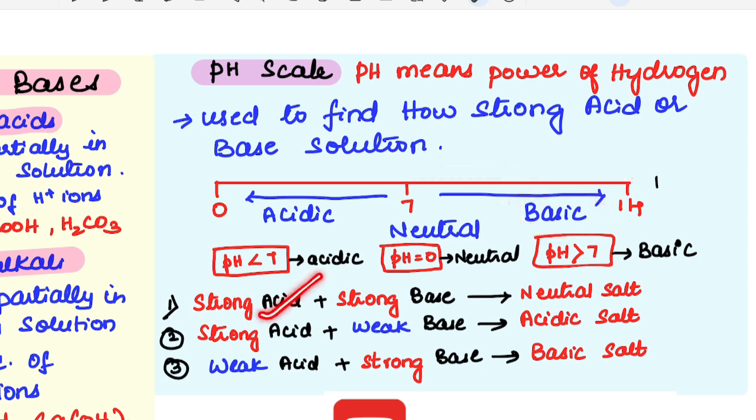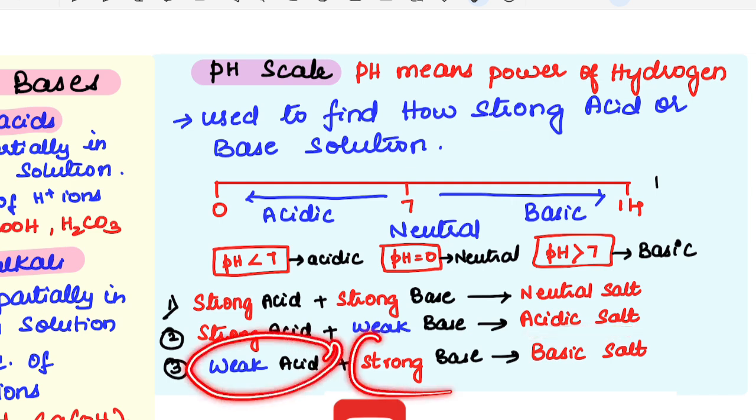Whenever you mix a strong acid with a strong base, what kind of salt will you get? You will get a neutral salt. Strong and strong, if you mix, it will be neutral. Whereas if you mix a strong acid with a weak base, what will happen? You will get a salt. What kind of salt? Whichever is strong. Which is strong here? The acid is strong. Therefore, it becomes an acidic salt.